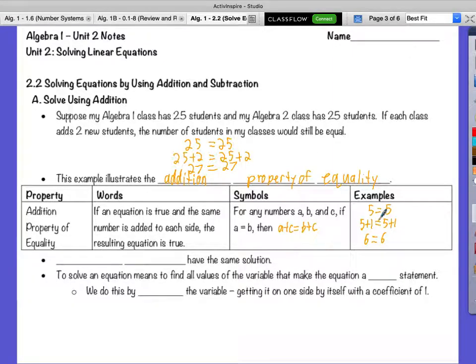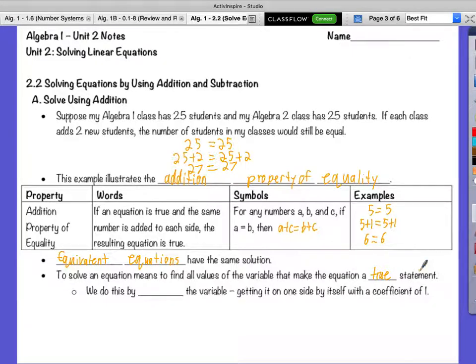Okay? So in these blanks here, we have that equivalent equations have the same solution. Now to solve an equation, we say that means to find all values of the variable that make the equation a true statement. So when we solve an equation, we're saying that's when this equation is a true statement, is when the variable equals this number.